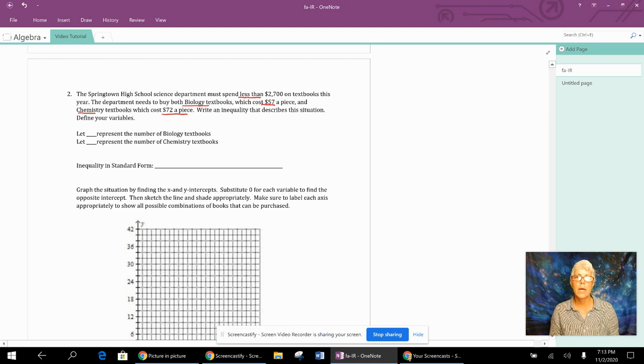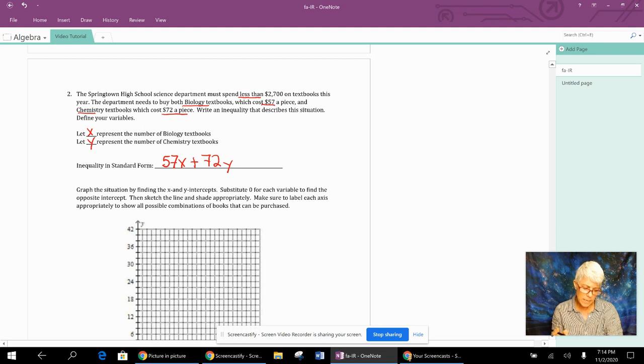So we're going to decide which is X and which is Y. Let the biology books be X and the chemistry books be Y. Then I'm going to write an equation in standard form. If the biology books are 57, that would be 57X. And the chemistry books are 72, so that's 72Y.